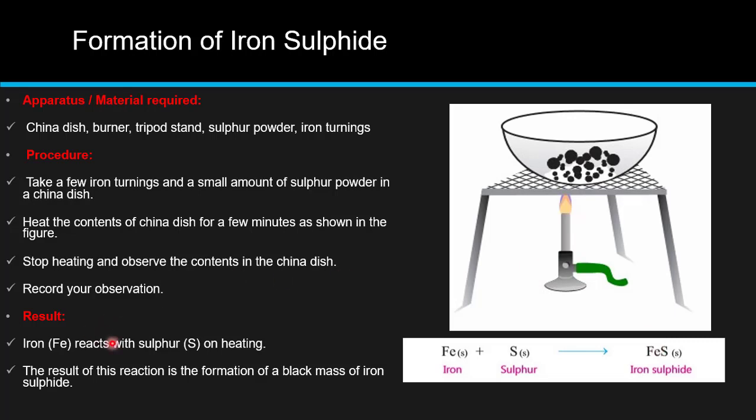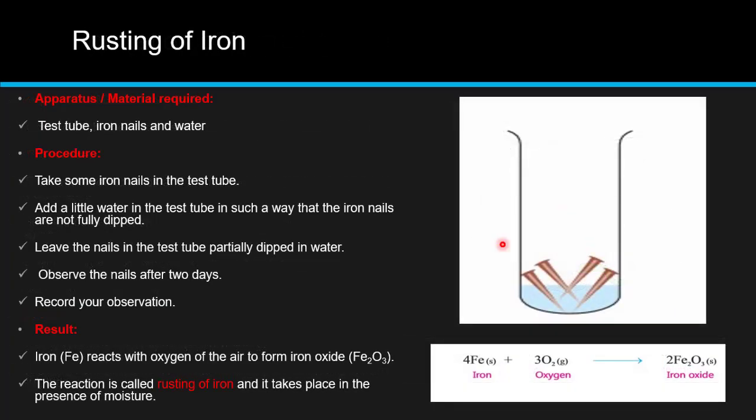So as a result, iron reacts with sulfur on heating, and the result of this reaction is the formation of a black mass. As you can see here, this black mass is iron sulfide. So this is how iron sulfide is formed. Now we are going to discuss another example of chemical reaction, which is rusting of iron, which is also very common in our environment. For this experiment, you need a test tube, some iron nails and water.